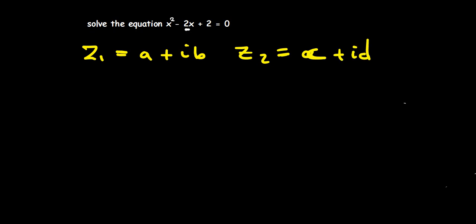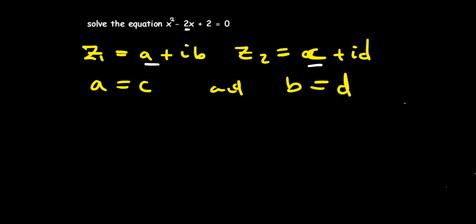So let these be two complex numbers. For these two complex numbers, they can only be equal if and only if a is equal to c and b is equal to d. So these can only be equal if this a is equal to what? To c there.